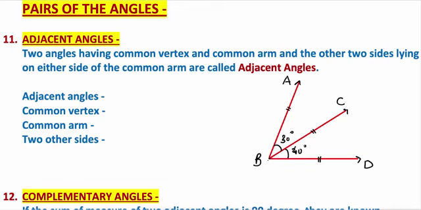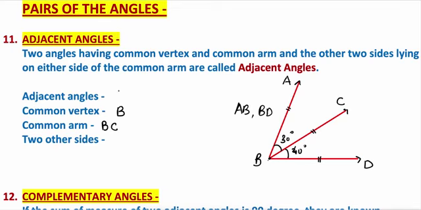So the two angles have a common vertex. Here the common vertex is B and the common arm is BC. And the other two arms are lying on either side of the common arm. The other two arms are arm AB and arm BD, which are lying on either side of the common arm BC. So the angles formed are called adjacent angles.